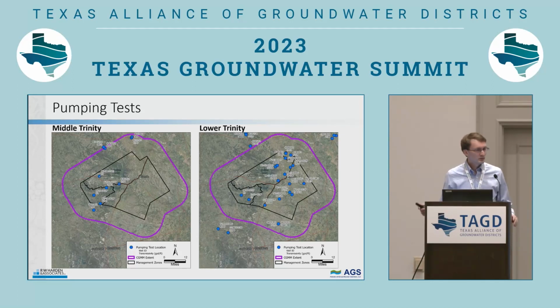On the right here, we have the Lower Trinity. As you can see, we have a much better spatial resolution of data. And again, in the more up-dip areas on the western side of the district, we see values less than 100. That's just where the aquifer is really thinning out and pinching out, so the transmissivity values are really low. But as you move down dip and east of the county, you do see values increase all the way up to 50, 65,000 gallons per day per foot. So much higher values.